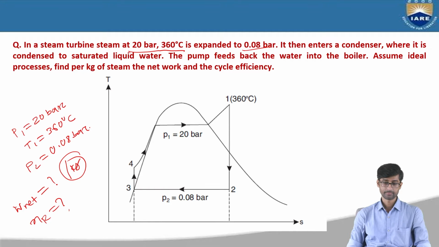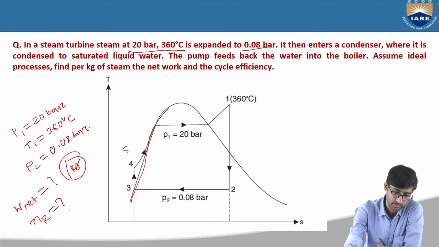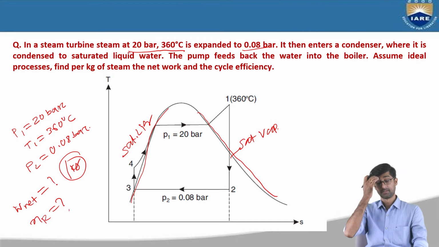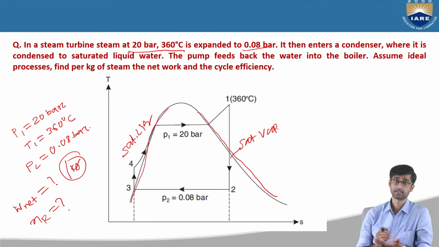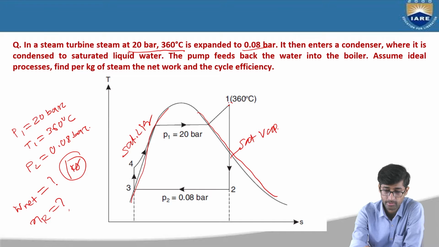Now if you see the TS diagram, this is the saturated liquid line, and this one is the saturation vapor line. Now the initial condition of steam is given pressure 20 bar and temperature 360 degrees Celsius. So the condition of steam here is superheated steam, because it is not a wet steam, it is not a dry steam. Here it is given pressure and temperature, so it will become superheated steam. Now the point 1 should be here at this point.